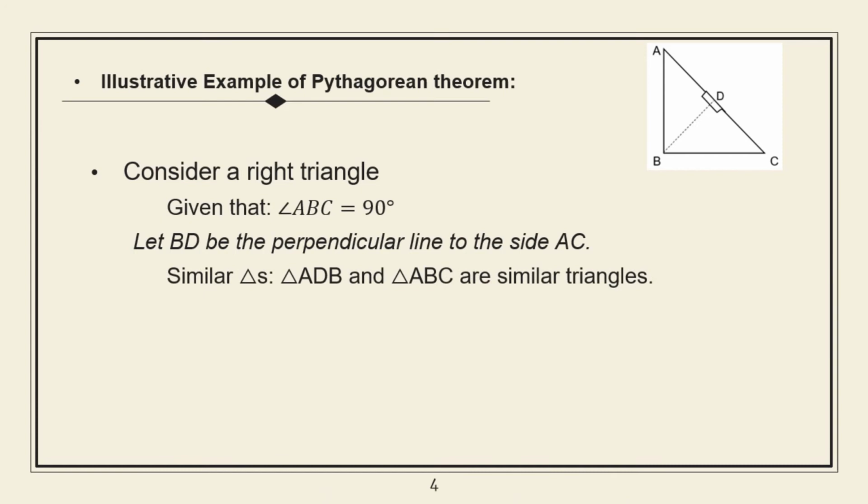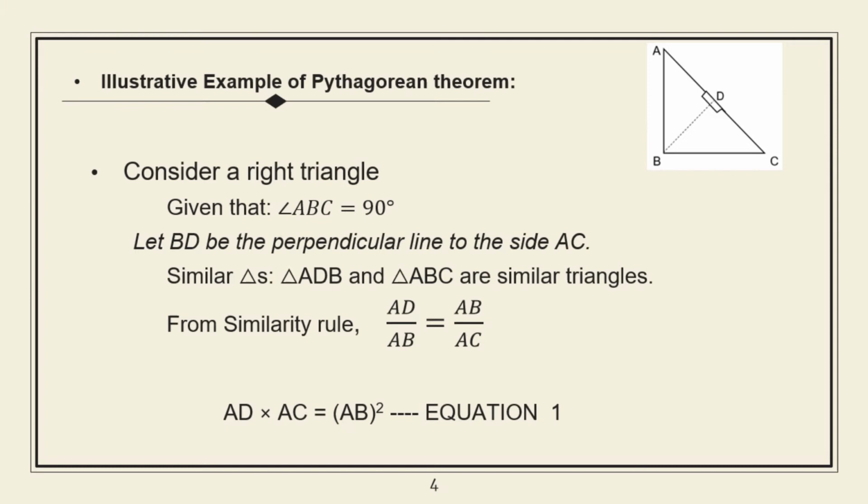Okay, so the similar triangles from the figure: we have right triangle ADB and right triangle ABC. Since they are similar triangles, the corresponding sides are proportional, so that AD is to AB equals AB is to AC. Or otherwise, AD times AC equals (AB)² using cross multiplication. Let us consider this as the first equation.